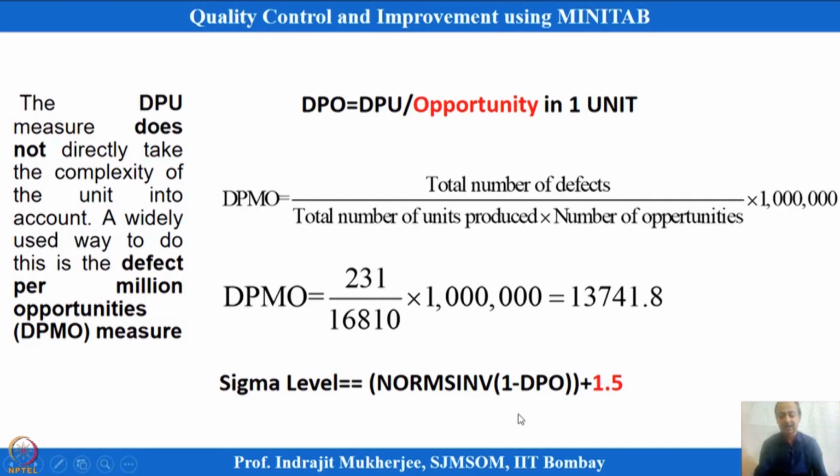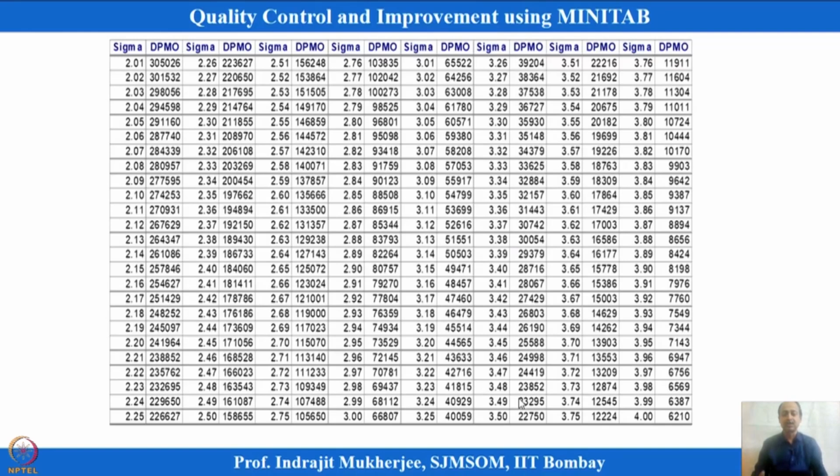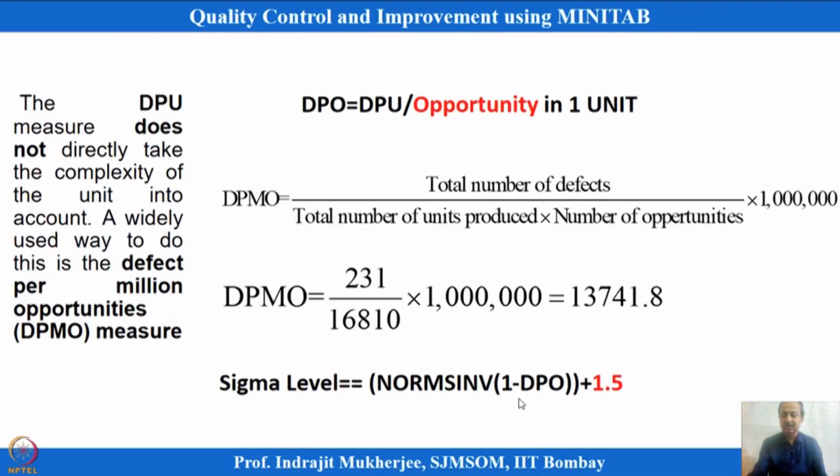In Excel we have this conversion formula: NORMSINV of 1 minus DPO, the value that we have got, and plus 1.5 is added, and that will give you the short term sigma level. This function is available in Excel, and you can do that in Excel only. But there is also a chart conversion possible. There is a complete chart where you can find, if DPMO is this much, what the sigma level is. Our case is approximately 13,741.